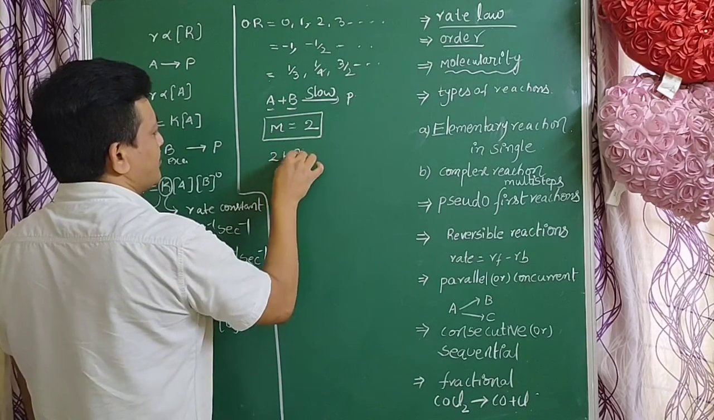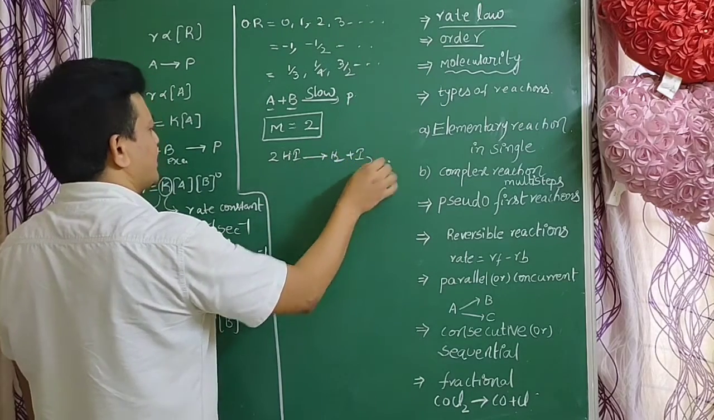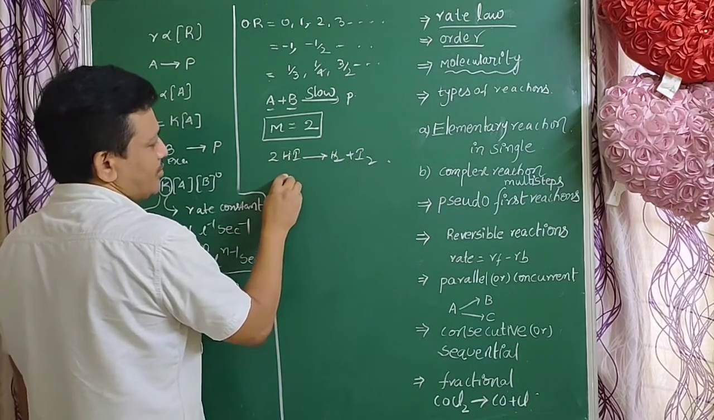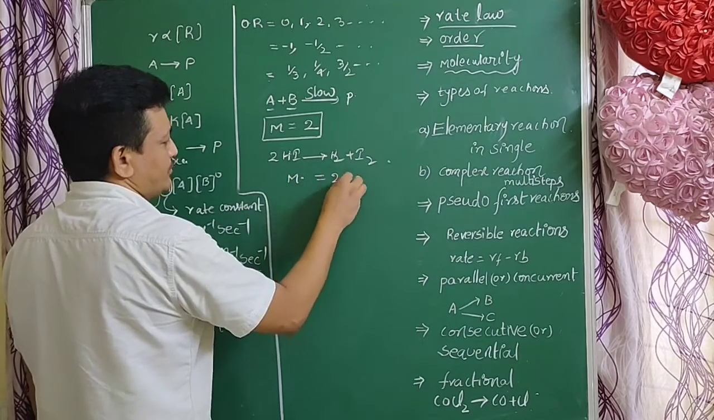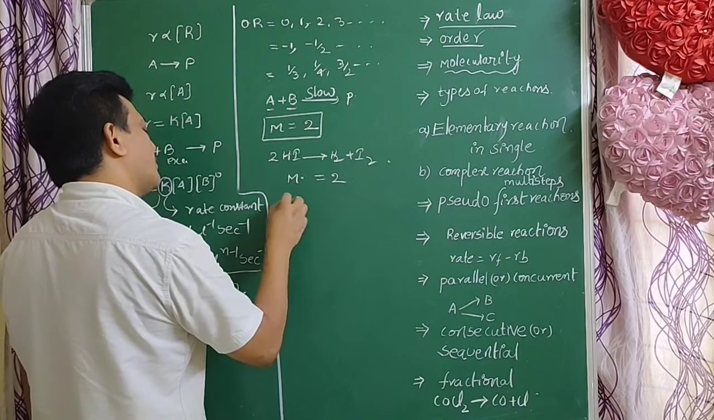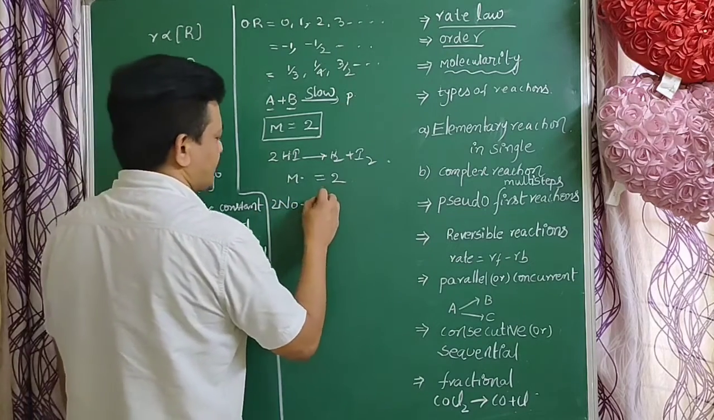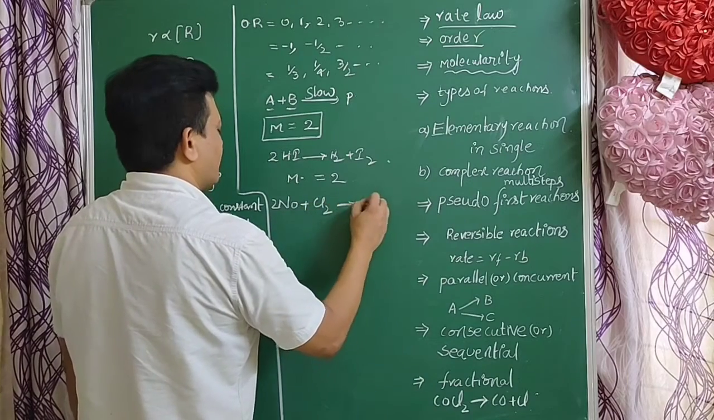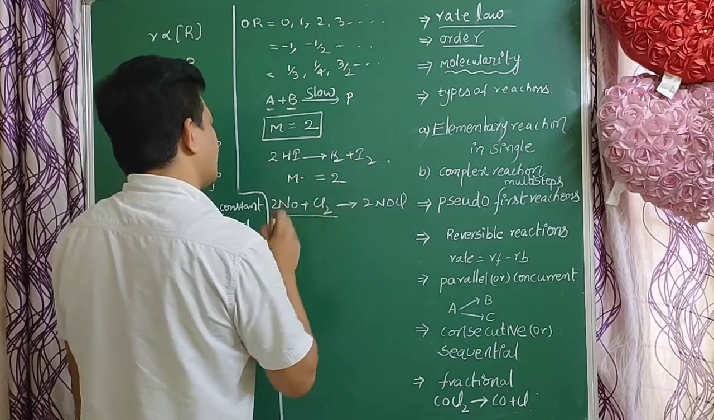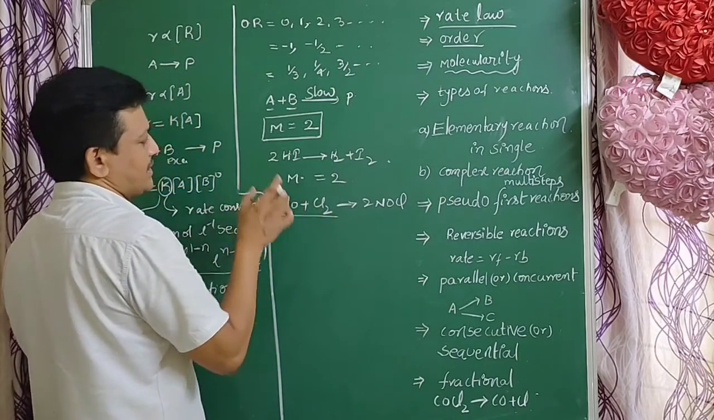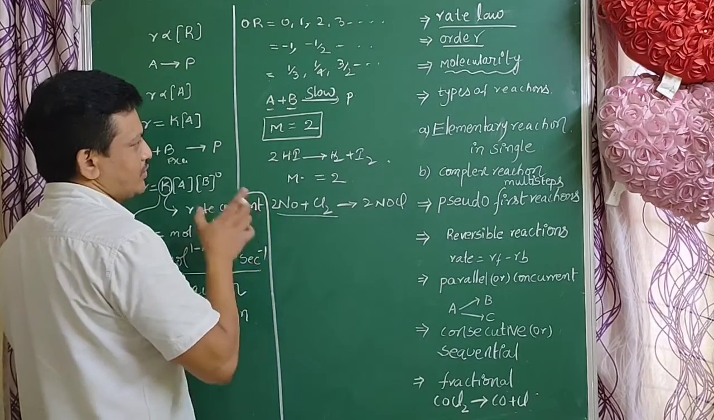For HI decomposition, converting to H2 plus I2, the molecularity of the reaction is 2. For 2NO plus Cl2 giving 2NOCl, the molecularity is 3, since 3 molecules are involved in this reaction.